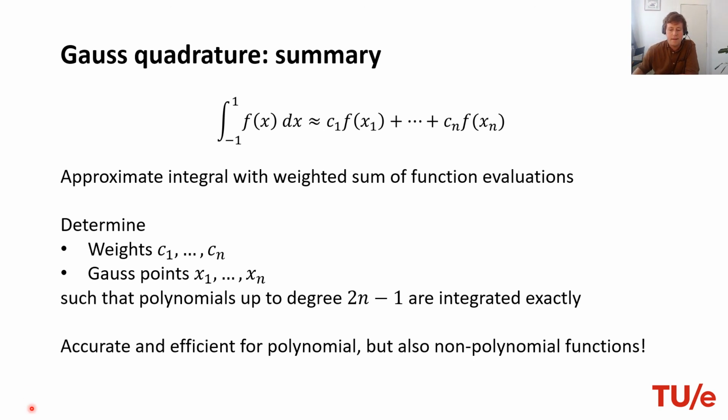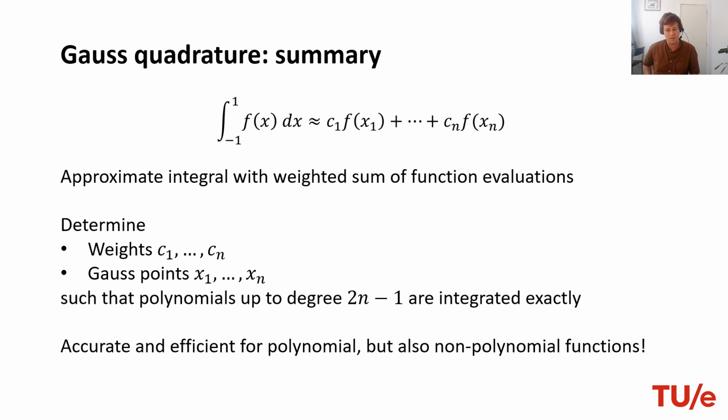So summarizing the Gauss quadrature rules, the idea is that we directly approximate this integral with a weighted sum of function evaluations. Both the weights and the points where we evaluate the function, which are called Gauss points, are essentially free. And they are chosen in such a way that polynomials up to a degree of 2n minus 1 are integrated exactly. These Gauss weights and Gauss points are independent of the function f itself, which allows them to be tabulated and pre-computed for you.